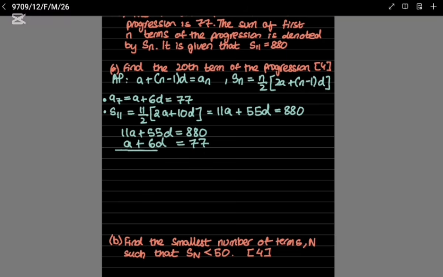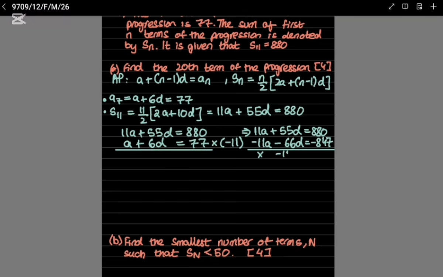So let's solve this simultaneously. So let's multiply the below equation by minus 11 and then add them up. So this leads to, the top one stays the same and the bottom one becomes minus 11a minus 66d, and 77 times minus 11 is equal to minus 847. Okay, now just add them up. So this is just nothing. Okay, 55d minus 66d, so that's minus 11d, which is equal to 880 minus 847, which is equal to 33. So d is equal to 33 over minus 11, which is equal to minus 3.